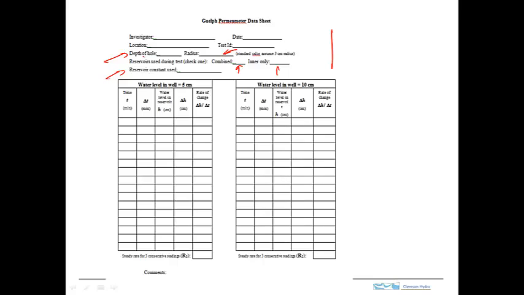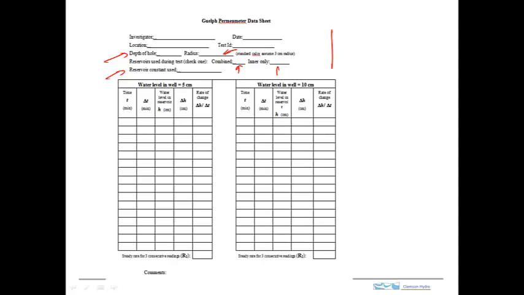So that's the header, and it's important to write down the depth of the hole because you can make a reading with the Guelph permeameter when the borehole's at one depth, and then you can advance the hole down to a deeper depth and get the hydraulic conductivity at multiple depths.